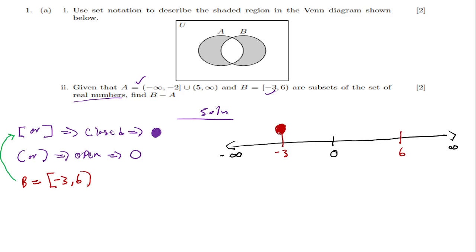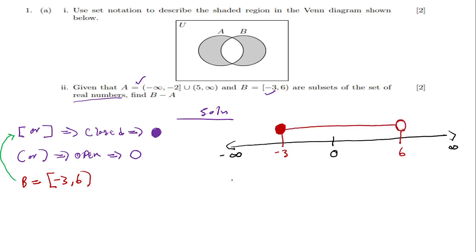So please, if you want all the basics on this, go and check out my tutorial video on sets, where I've given a lot of examples. Then this one, which is 6, you're going to compare with the bracket which is there. This is an open bracket, so you're going to put the open circle. Then you join them like that. So this is your set B.